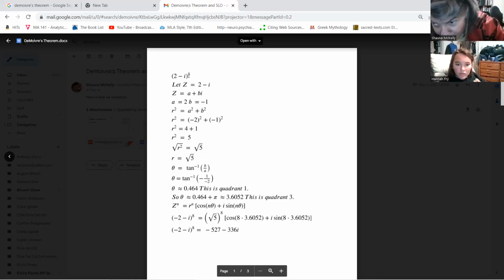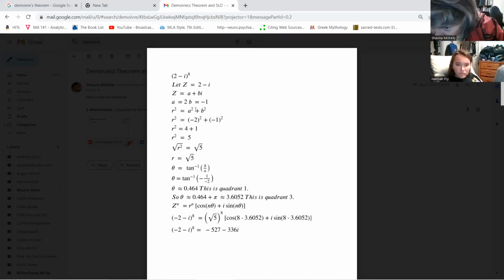This is the first thing that you want to take note of. If you are trying to take a complex number in a form like this to a power, or if you want a root of it, like the fourth root or the fifth root, you need to put it in polar form first. This is imaginary form, it's not polar. Does that make sense? So I'm identifying a here and b here.